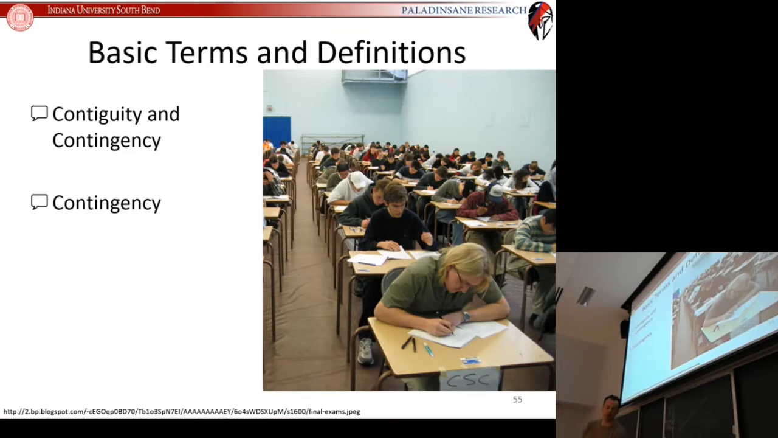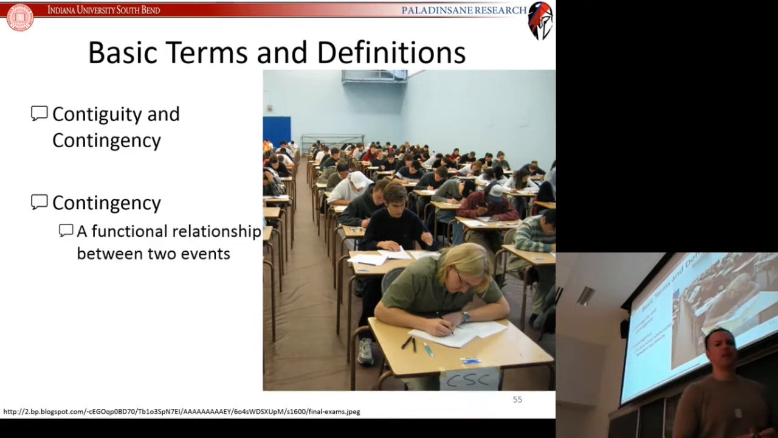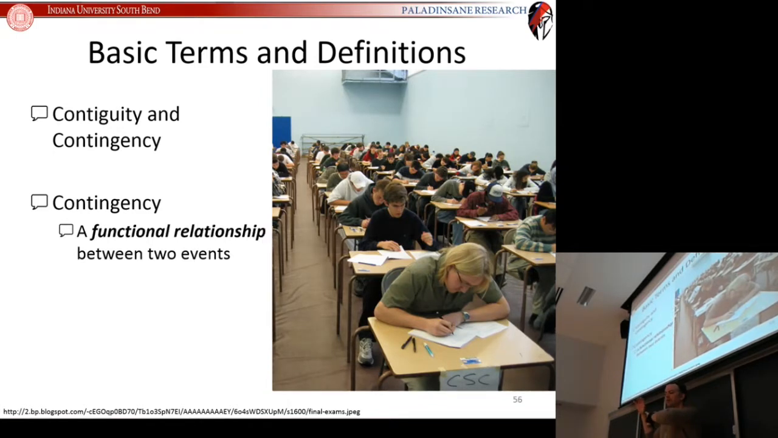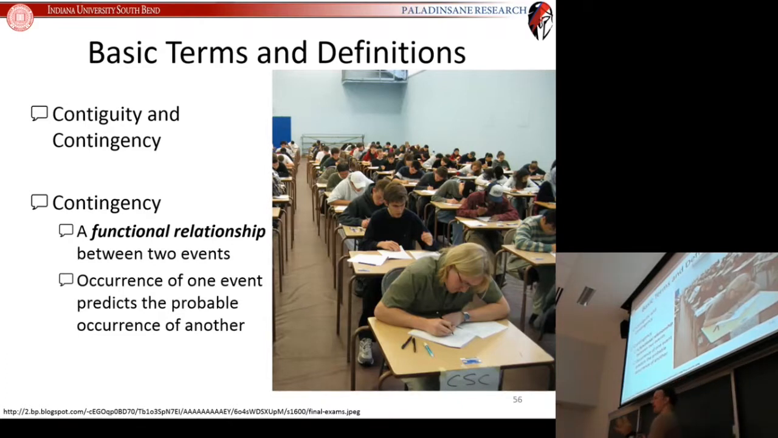A couple more concepts before we return to learned helplessness. Contingency is a functional relationship between two events, a relationship between one event occurring and another event occurring. The definition is when the occurrence of one event predicts the probable occurrence of another event. That's when you have a contingency.